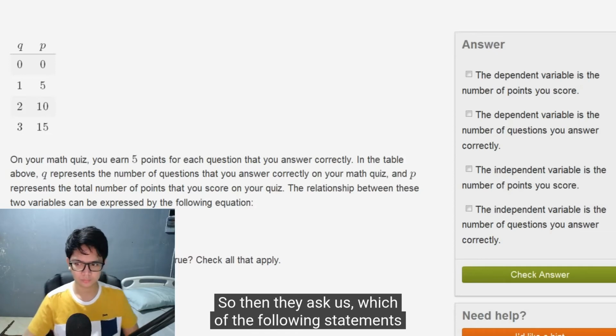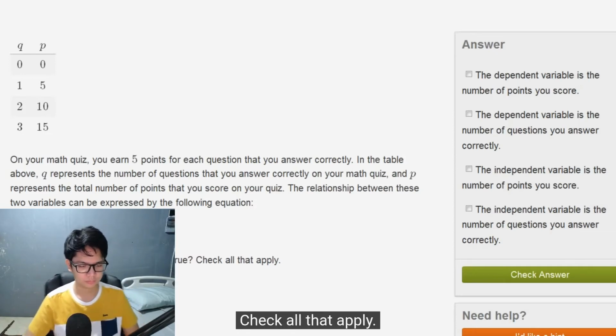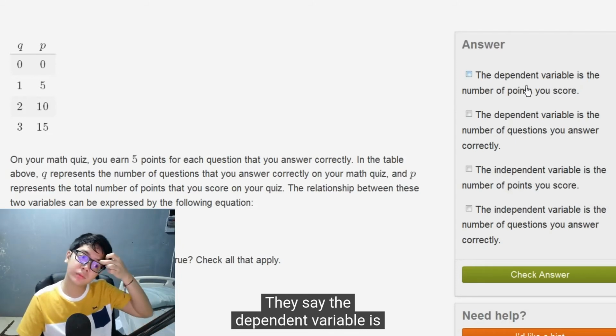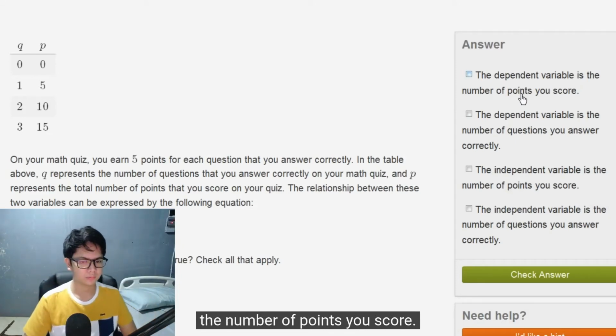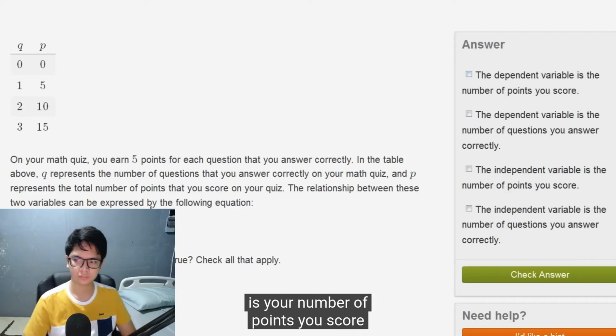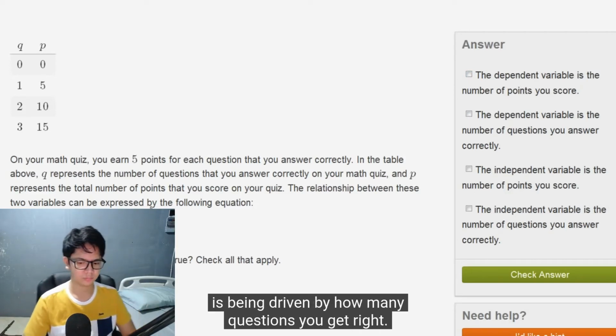So then they ask us, which of the following statements are true? Check all that apply. So let's think about this. They say the dependent variable is the number of points you score. So when you think about what's happening here, the number of points you score is being driven by how many questions you get right.